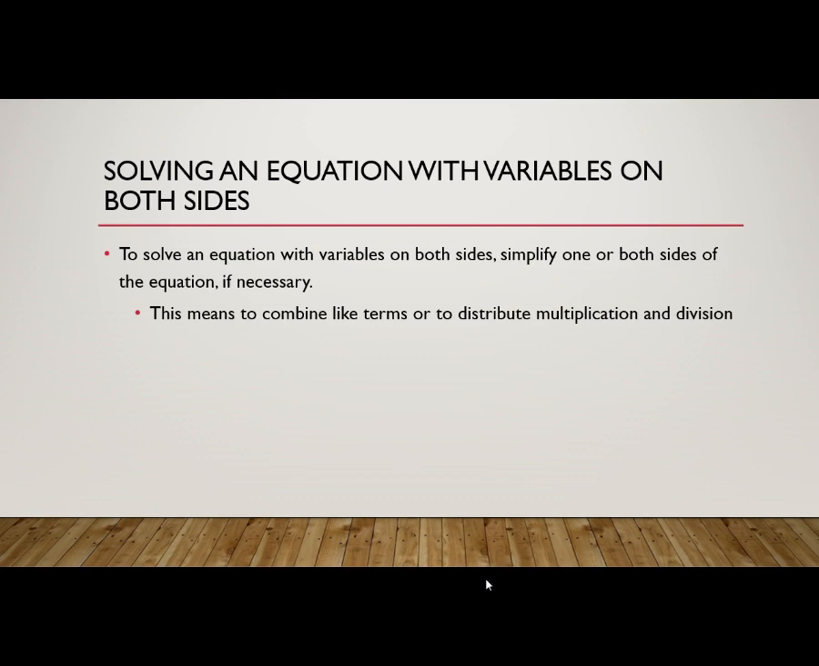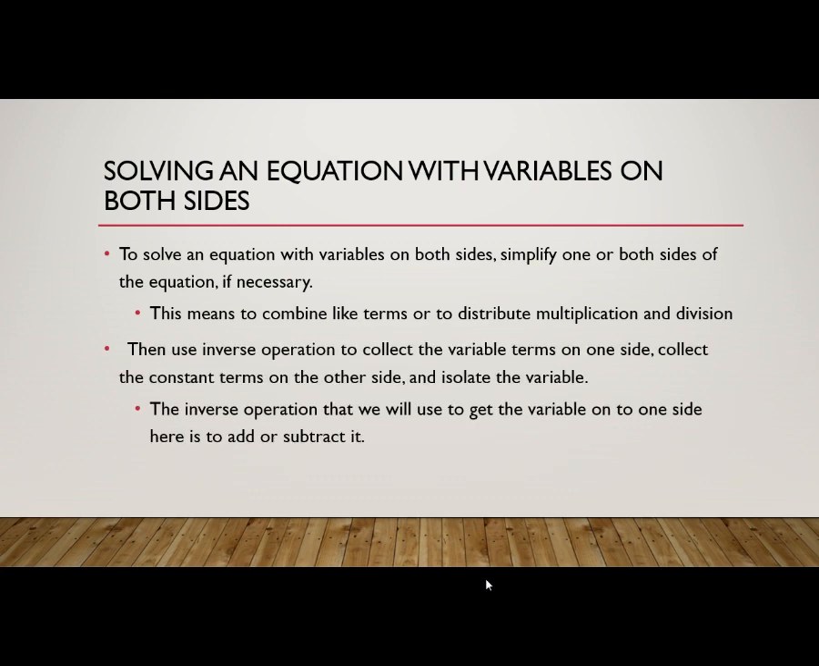What I mean by that is you're going to combine like terms. You're going to distribute if you see distributive property. We're going to do those steps first so that we can access the variables nice and easily to get it on one side. Then we use inverse operations to collect the variable terms onto one side. We collect the constant terms on the other side. And then we're going to isolate the variable.